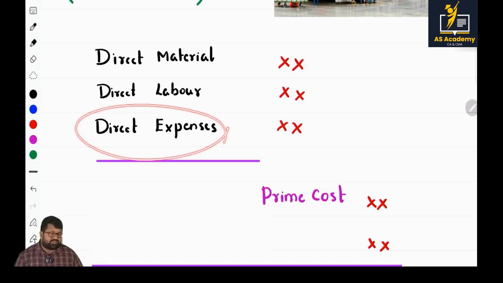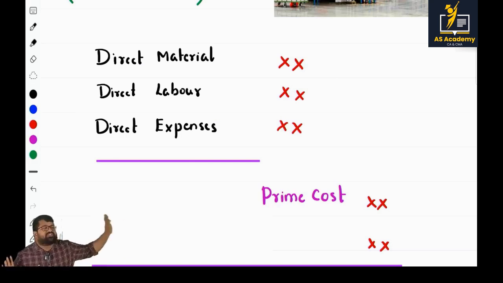And direct expenses. This expenditure is incurred exclusively for the product. If no product is manufactured, there is no such expenditure. That is 3. What are those 3? Direct material, direct labor, direct expenses. What is the combination there? Prime cost. This is the basic part.